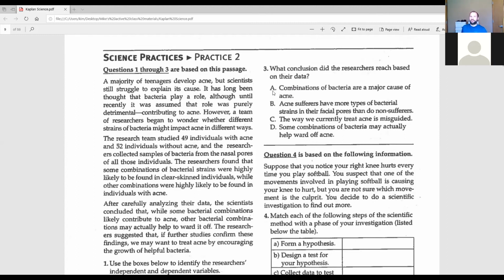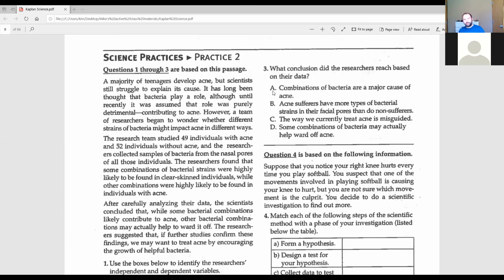A, combinations of bacteria are a major cause of acne. B, acne sufferers have more types of bacterial strains in their pores than do non-sufferers. C, the way we currently treat acne is misguided. Or D, some combinations of bacteria may actually help ward off acne. All right, so we're looking to see that after the test has been done, what kind of conclusion did the researchers come to based on the results of their experiment? So again, let's look at these and see if we can get it down to two.